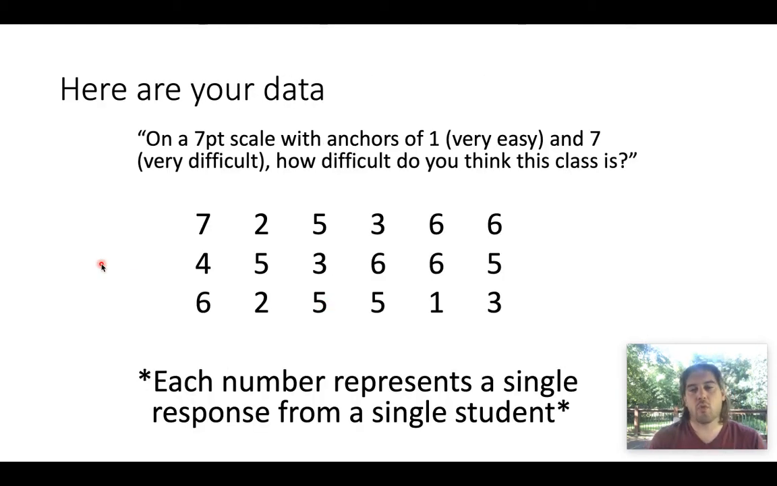Okay, so our research question was, how difficult do you think this class is? We collected data from a number of students, and we gave them a 7-point Likert scale that anchors from very easy to very difficult, right? So if they answered a 1, they think the class is very easy. If they answered a 7, they think the class is very difficult. And so here we have our data set. Here we have a matrix of data, right, responses to our question, such that each number represents the response of a single individual, right, a single student or participant.